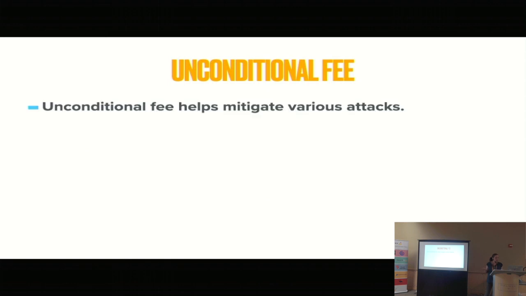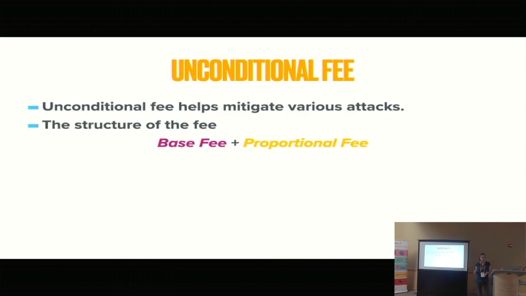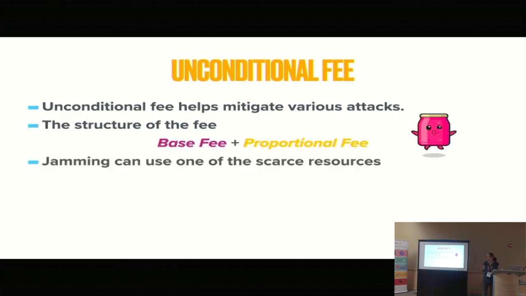So what we're suggesting is the standard structure for fees, also in a conditional case: there would be a base fee, and there's going to be a proportional fee. This is first of all to stop jamming. And as we remember, jamming uses one of the scarce resources. So if I've decided to use liquidity to jam you, I will have to pay something from the proportional fee. I will have to pay a hefty sum because I'm taking all of your liquidity.